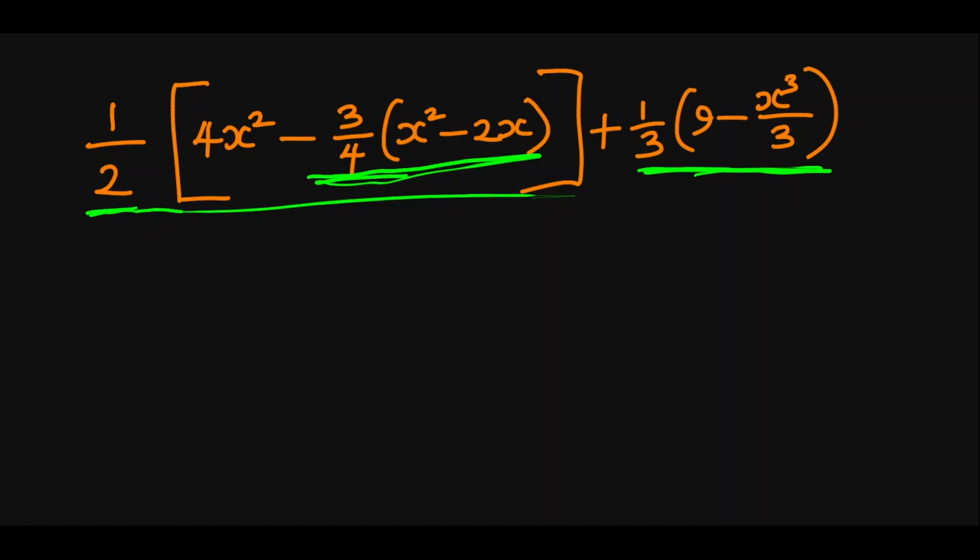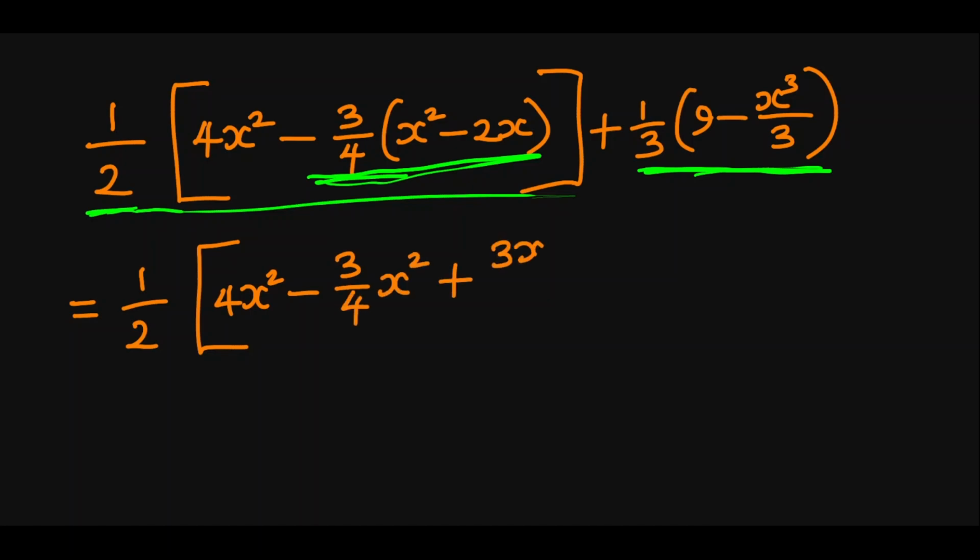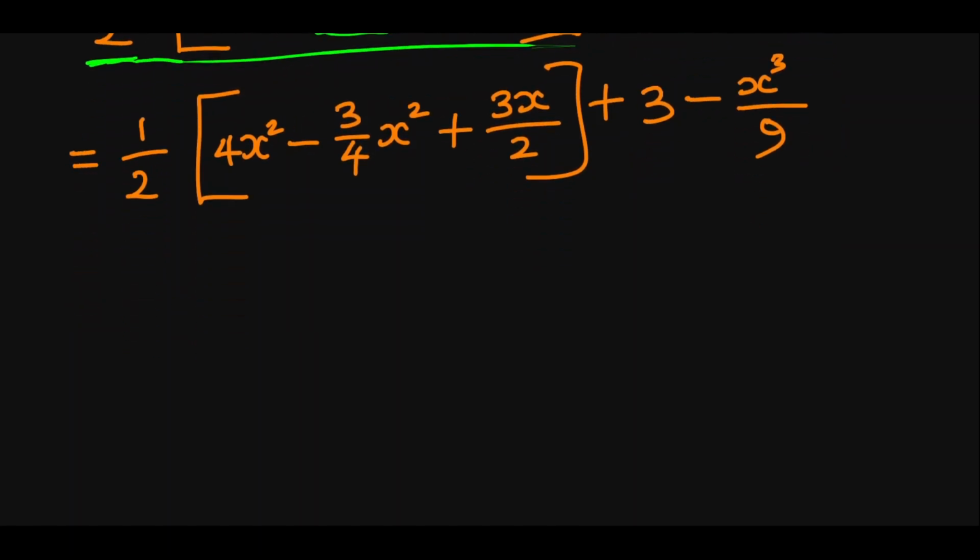Remember, you must remove brackets before you proceed anytime you see brackets, because you know that brackets won't be in your answer. So this gives us, starting with the inner brackets first, 1 over 2 into 4x squared minus 3 over 4x squared plus 3x over 2. When you multiply, that's what you get. Then plus 3 minus x cubed over 9. Now we have one more bracket, so let's take that off.